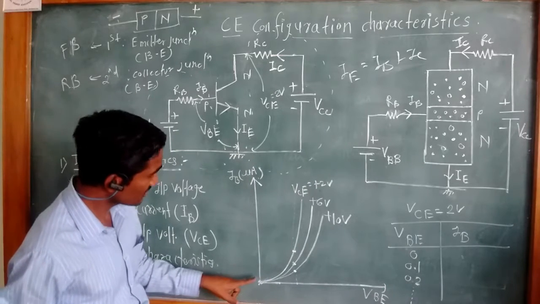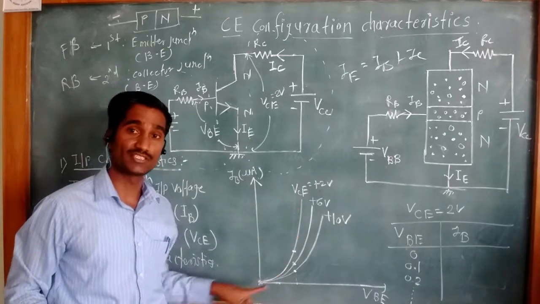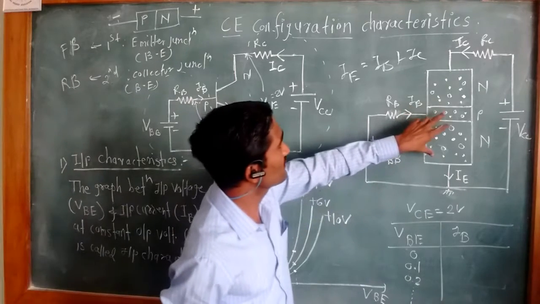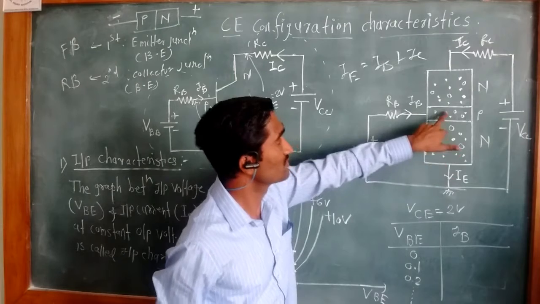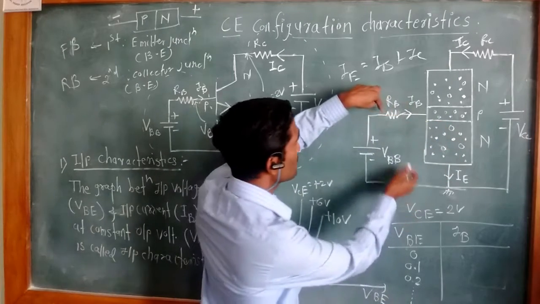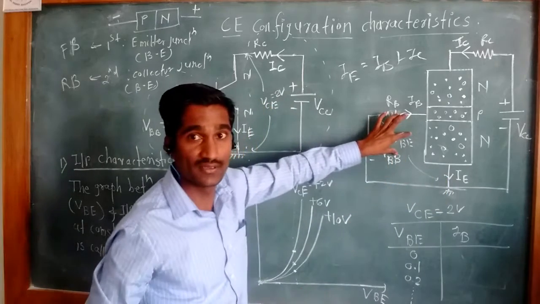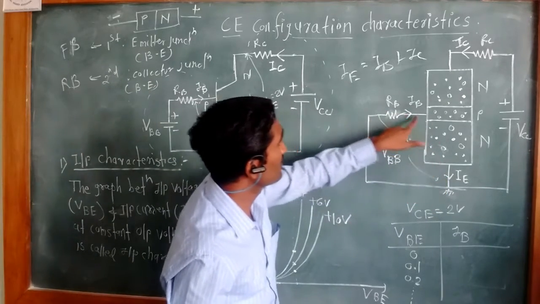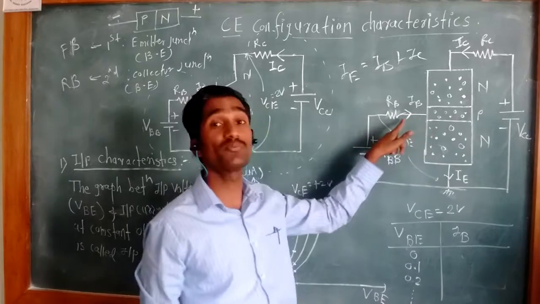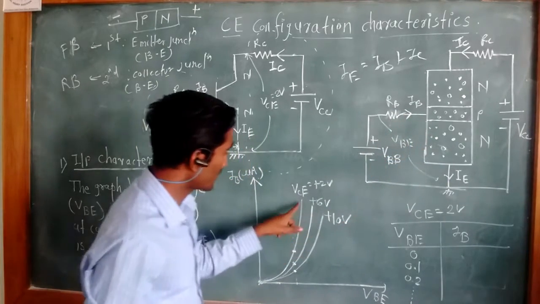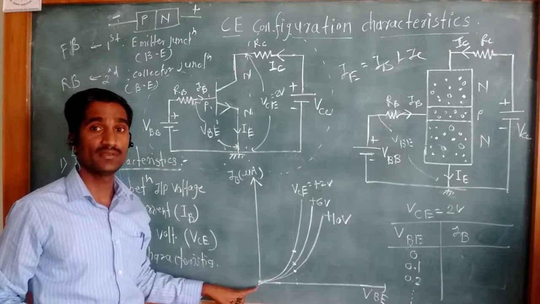So this is nothing but the simple diode characteristics. Why do we get this type of graph? Because this is nothing but a simple PN junction. Look at this: this voltage VBE is nothing but the diode voltage, and the current flowing is nothing but the forward bias current. These are the forward bias characteristics of the diode. So we plotted the graph here.